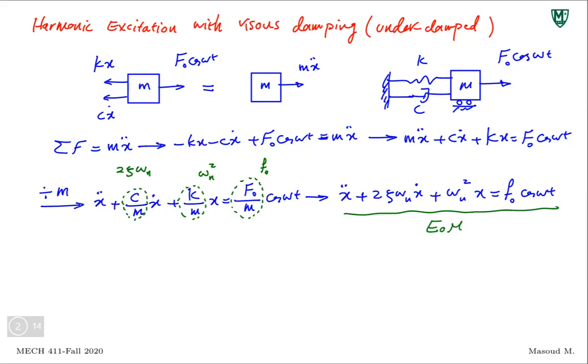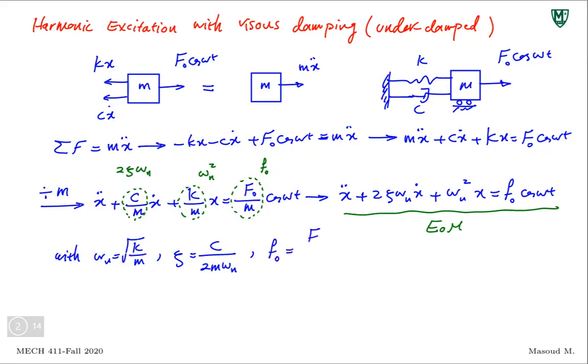Just as a reminder, I'm going to put these here in case you forgot. Omega n is the square root of k over m, which you should be very comfortable with at least. And zeta is c over 2m omega n. Let's put that here as well, just to make sure we don't forget.